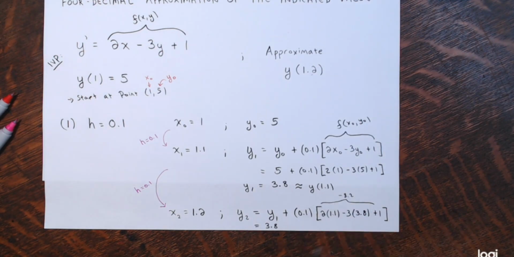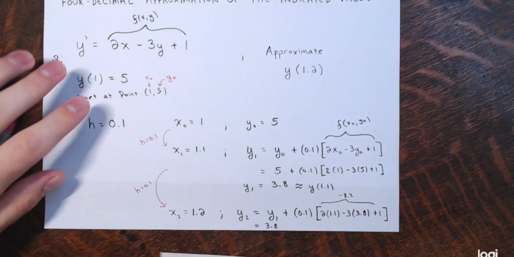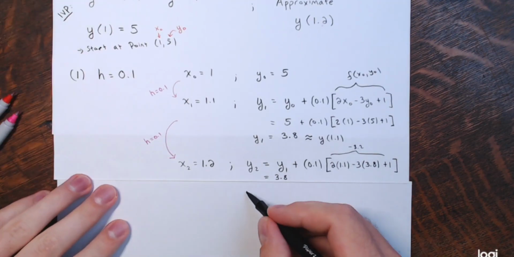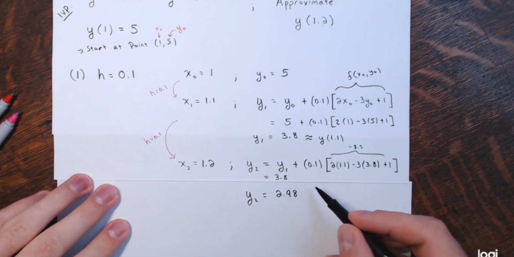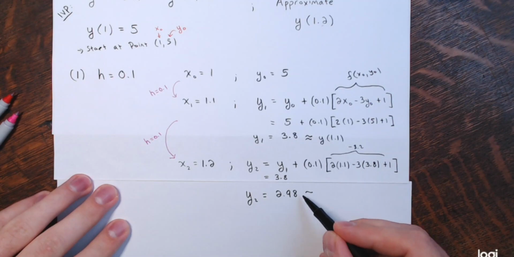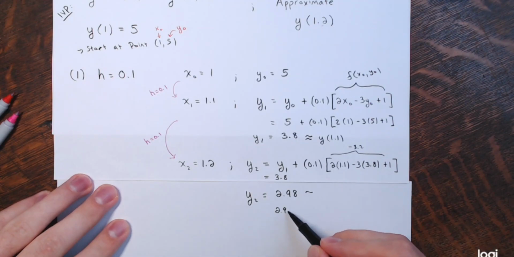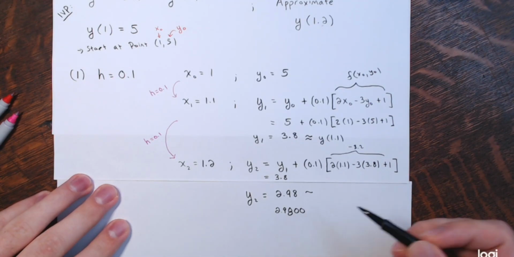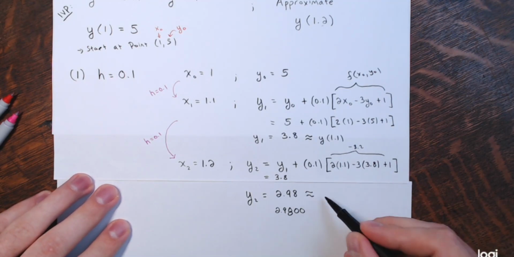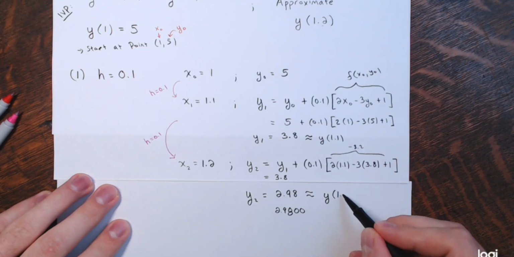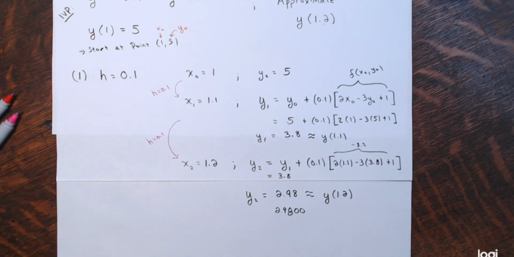I'm sorry, just 0.82. 3.8 minus 0.82, and we're getting about 2.98. Right, we're getting 2.98. So y2 equals 2.98. And I guess you could go 0, 0 here, right? 2.9800, because they did ask for an approximation to 4 decimal places. So this is approximately the value of y at 1.2. And there we go.